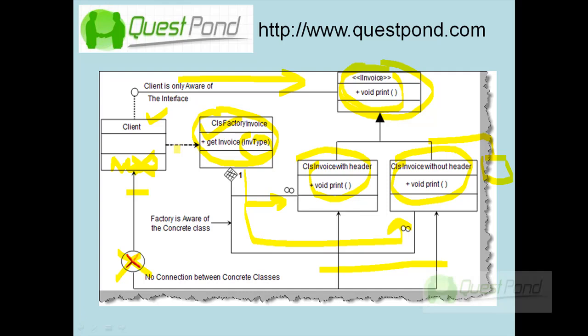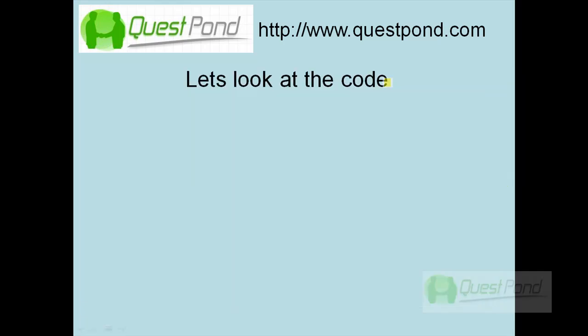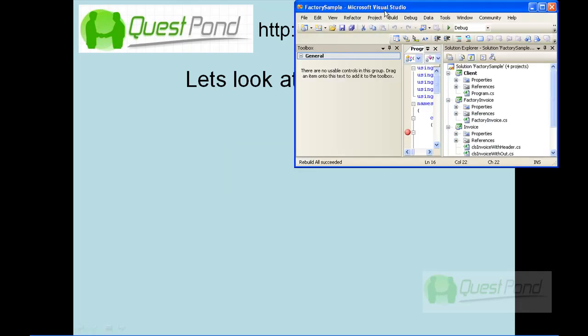So the first problem of the new keyword we have solved by introducing the CLS factory class, and the second problem, the client knowing the concrete classes, we have solved by using interfaces. Now let's look at a sample code, how exactly it looks like.